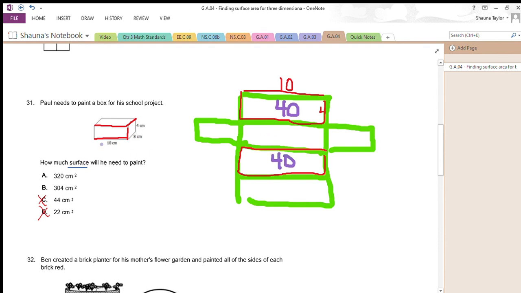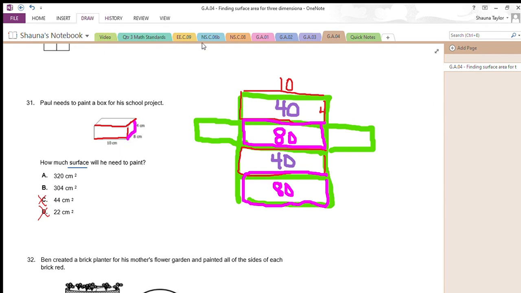Okay, so now the other box would be 10 times 8. So let me go grab this pink here. 10 times 8 is 80, and this twin would be here, okay? So this one and this one are twins. And then the last one, this little skinny box, is 8 times 4. And that's going to be, let me grab blue. This one and this one, they're twins. And 8 times 4 is still 32.